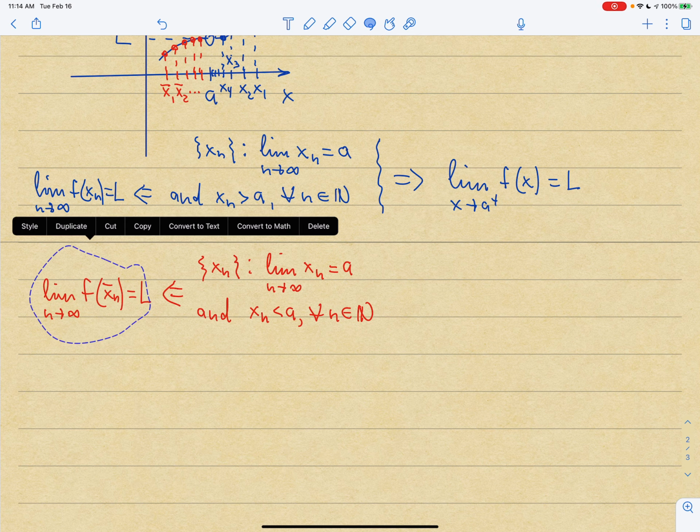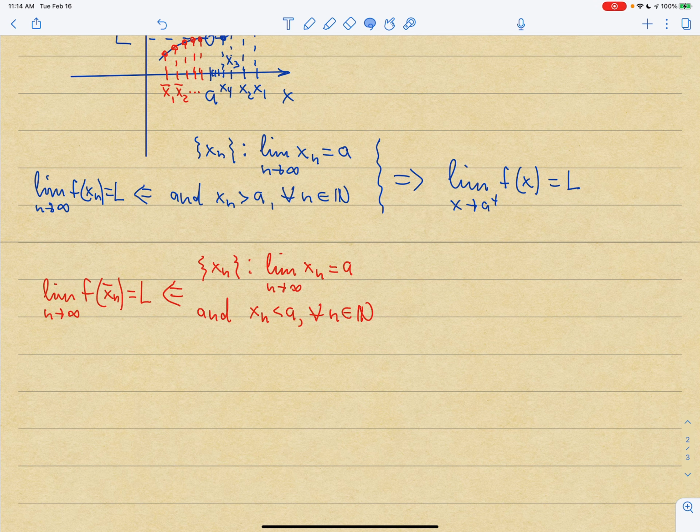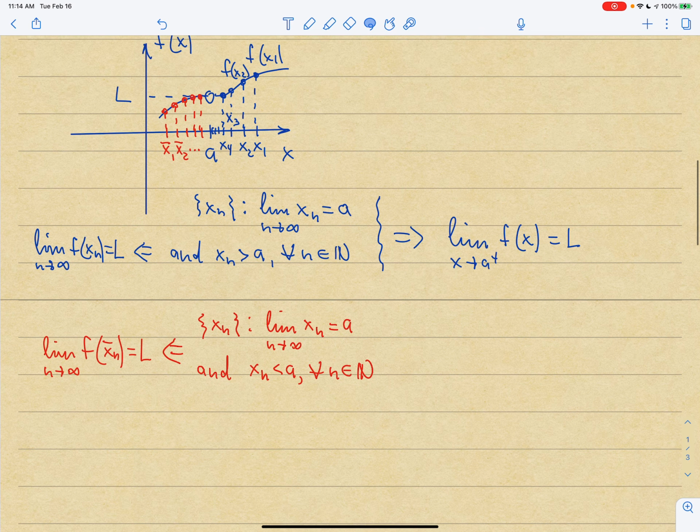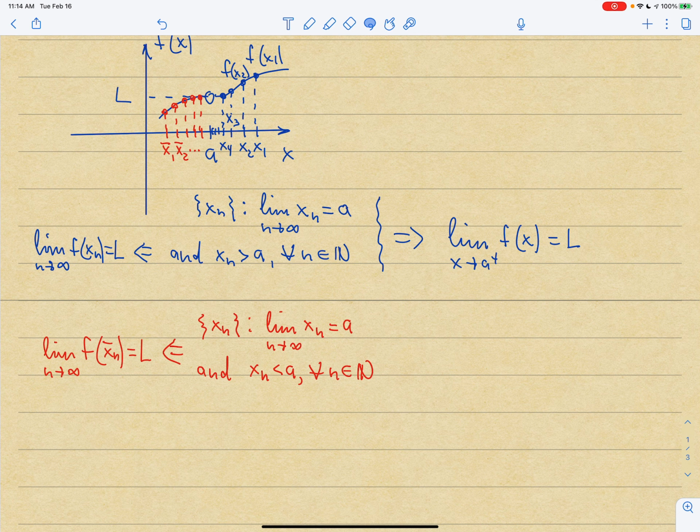Right? And from here it's clear, it doesn't matter which sequence below a and convergent to a I choose, values of f along that sequence would always converge to L. And so then, not surprisingly, this is the same thing as saying that the limit as x goes to a minus of f of x should be L.